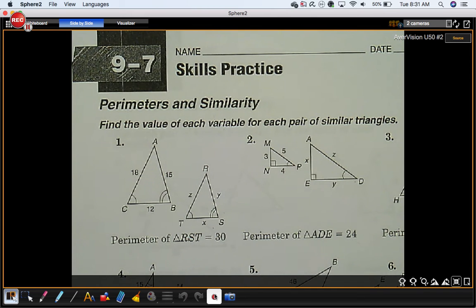This is the skills practice for section 9.7. We're looking at perimeters and similarity. We're going to find the value of each variable for each pair of similar triangles.